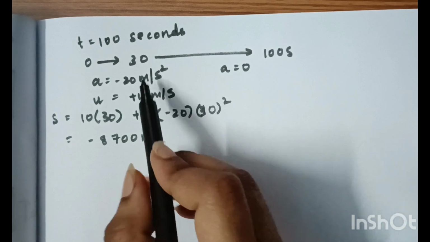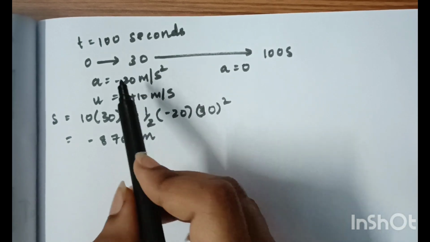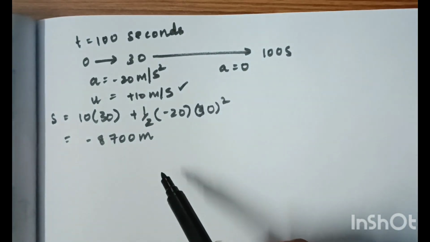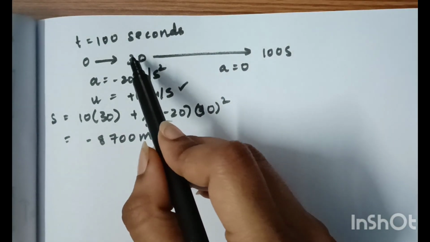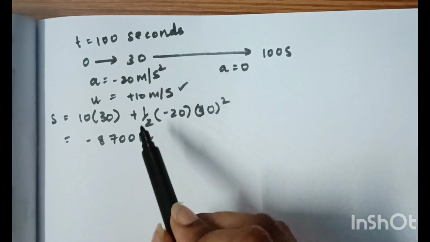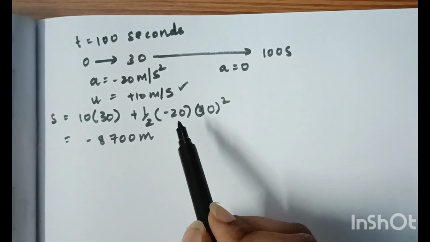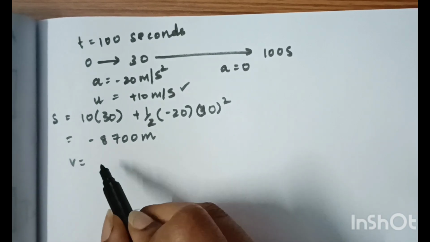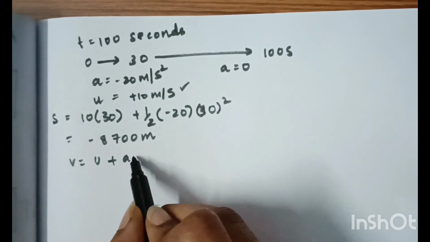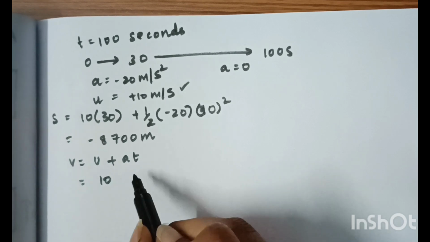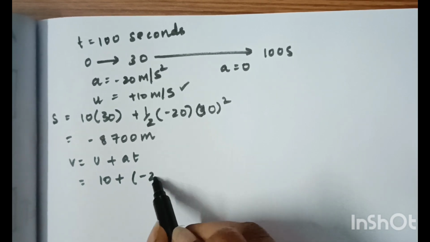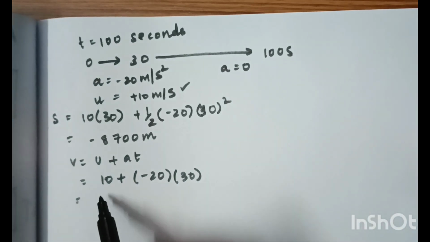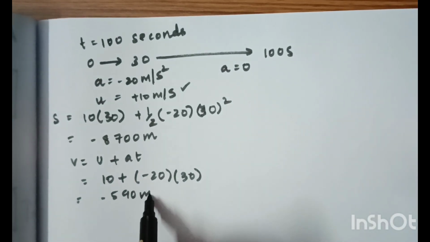Now because there is some acceleration present, its velocity will change. Initially it is starting with velocity 10 meter per second, but when it reaches 30 seconds, its velocity will be different. What is the velocity at t equals 30 seconds? v equals u plus at. u is 10 meter per second plus a is minus 20, time is 30. So it is minus 590 meter per second.